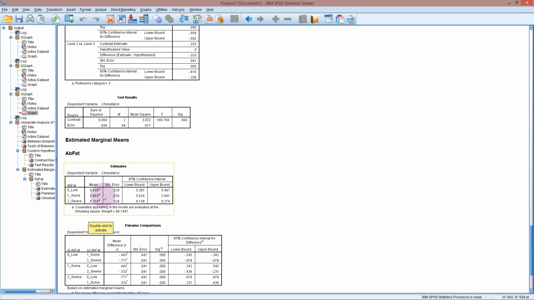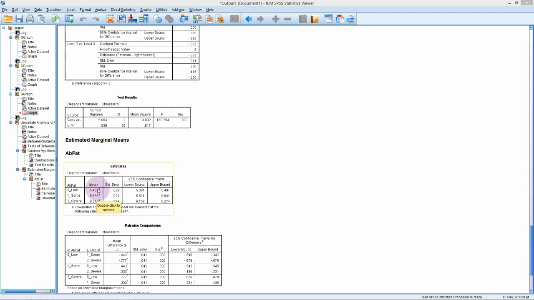I can't remember how cholesterol's measured. I think it's milligrams per deciliter of something or other. I'm not a medical person, but you can look up how cholesterol is measured.